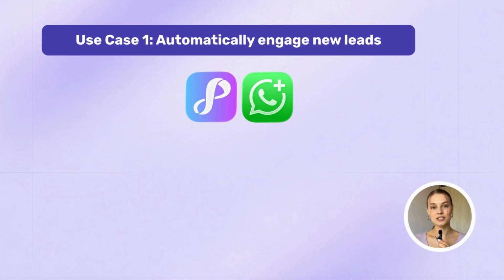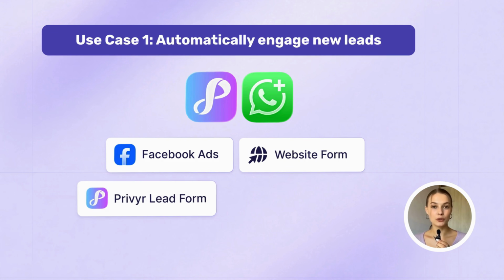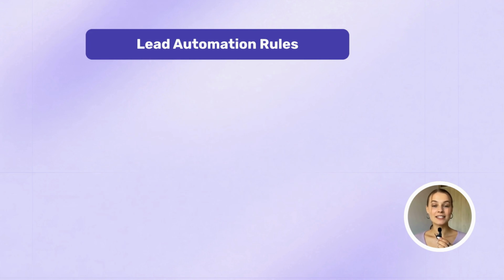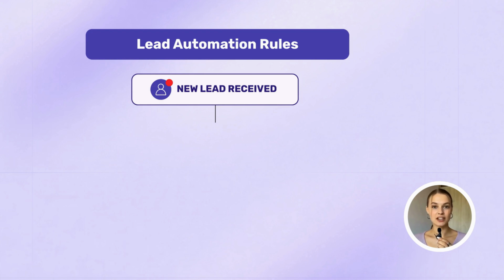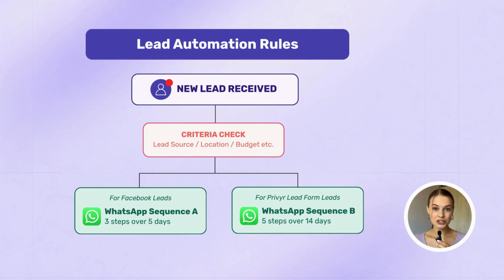First, I use sequences to automatically engage new leads coming from my Facebook ads, website contact form, Privyr lead forms, and other sources. I've set up lead automation rules in Privyr, so new leads who meet specific criteria are instantly added to the right introduction sequence that matches their interest. Privyr will automatically start the conversation and check in multiple times for me until the lead replies.